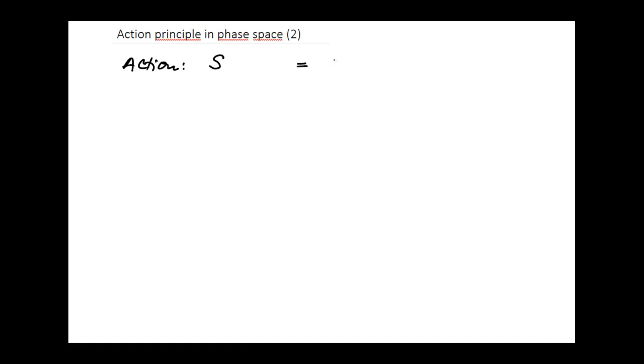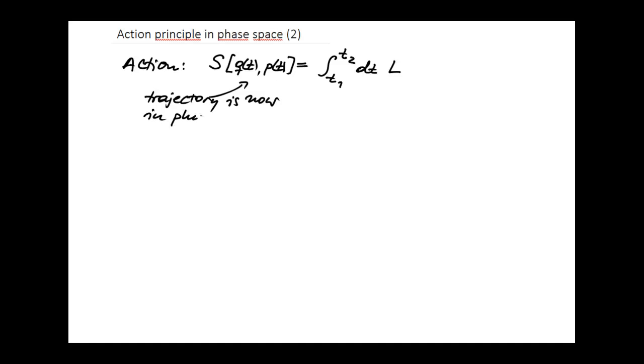What is the action? It's still given by the integral from initial time to final time, dt, of the Lagrange function. But the action is now considered as a functional not of a trajectory in configuration space, but of the trajectory in phase space. So the action depends on both q of t and p of t. It has become a functional that depends on two functions, q of t and p of t. The trajectory is now in phase space rather than configuration space.